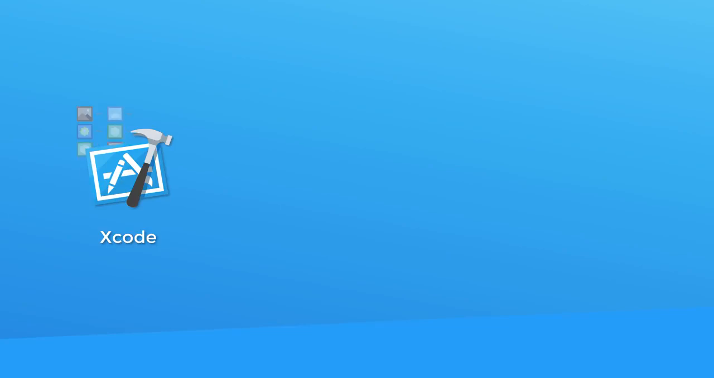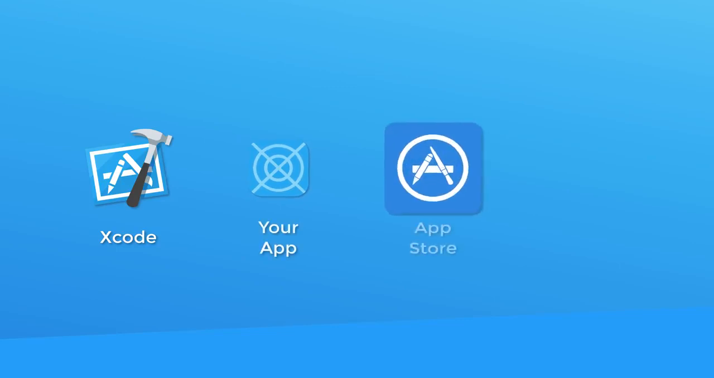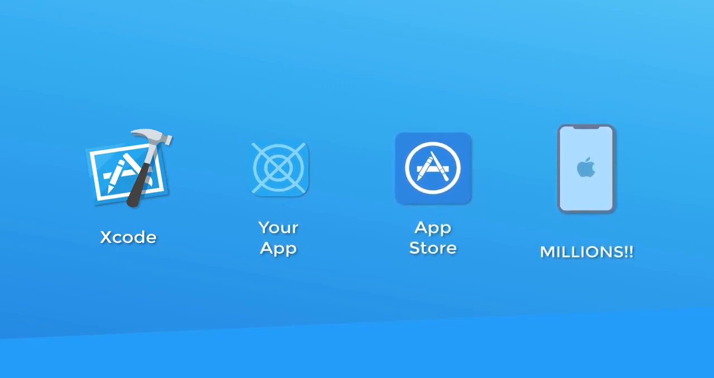First things first, how do you create an app from scratch? Well, it all starts with a program called Xcode, where you design the user interface for your app and write your code. That gets turned into an iPhone app, which you can publish to the App Store where millions of people can download and use it.